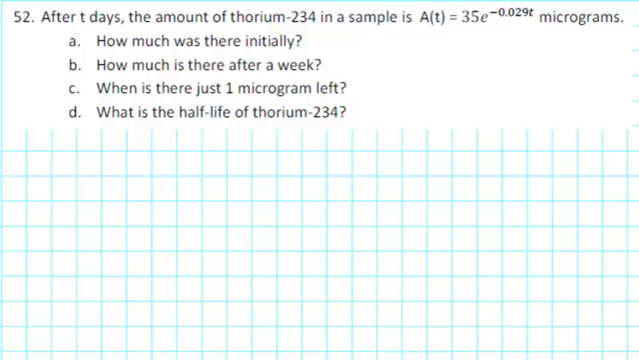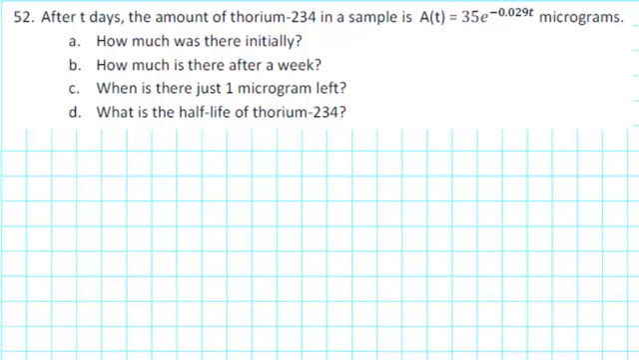After t days, the amount of thorium-234 in a sample is A(t) = 35e^(-0.029t) micrograms. A. How much was there initially? B. How much is there after a week? C. When is there just 1 microgram left? D. What is the half-life of thorium-234?